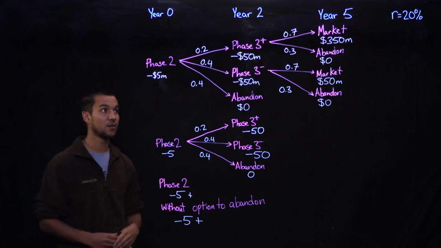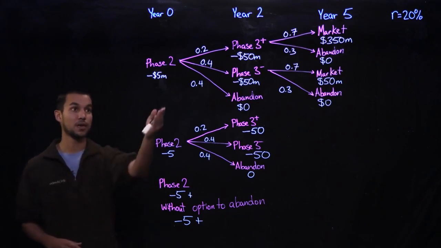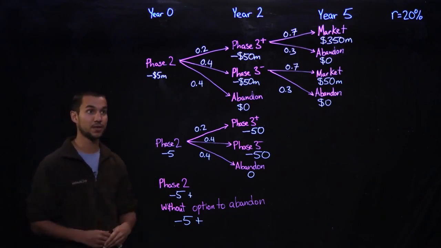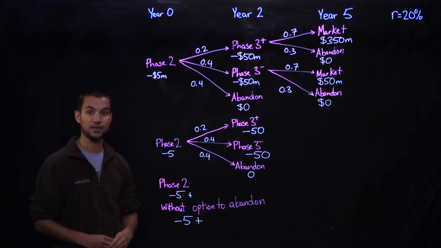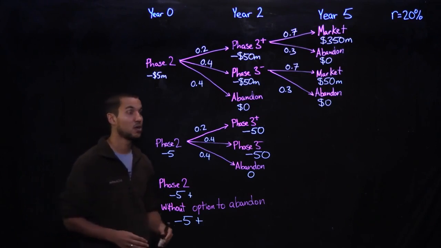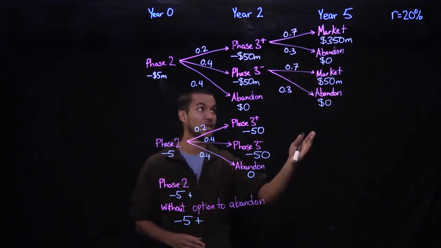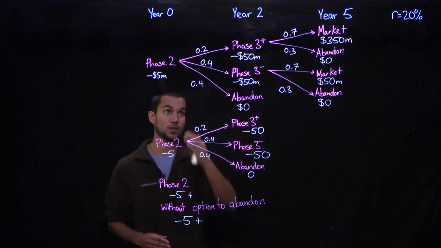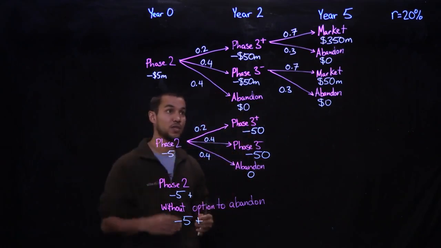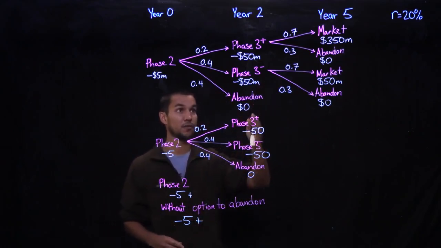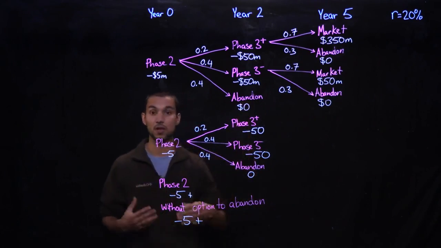And so again, the question is whether or not this company should go ahead with this $5 million investment in the phase 2 clinical trial. And so to answer this question, we're going to calculate the expected cash flows at the leaves of our tree and discount them backwards towards our first node. And while we're discounting, we're going to aggregate the cash flows along the way.